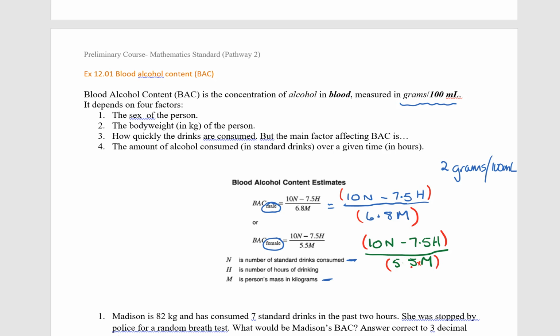So now to use that formula, think about the different components. So we could simply use the formula to work out the blood alcohol content. However, we could also use that formula to work out the number of drinks, or we could use this formula to find the number of hours over which the person has been drinking, or we could use this formula to find the mass of the person. I'll stop the video there and then I'll do the examples.